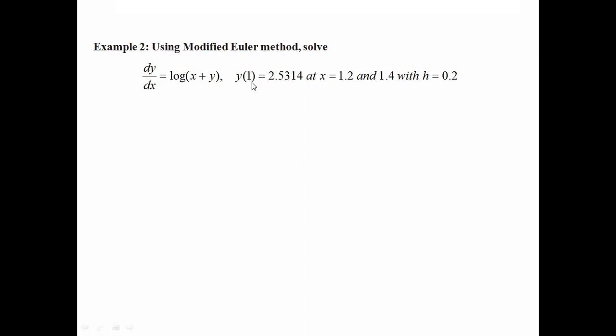So here x0 is 1 and y0 is 2.5314. And it asks you to take h equal to 0.2. So everything is clear. And f of x comma y is log of x plus y.